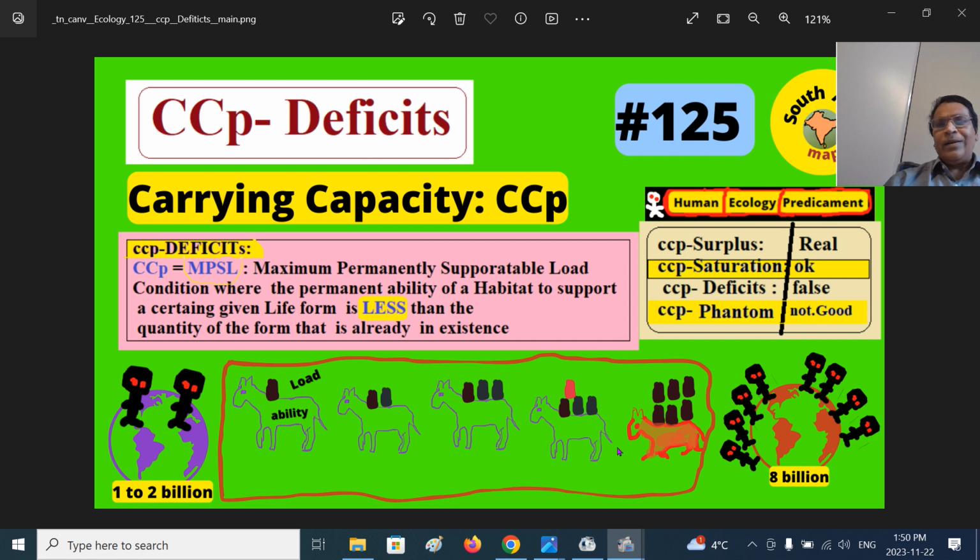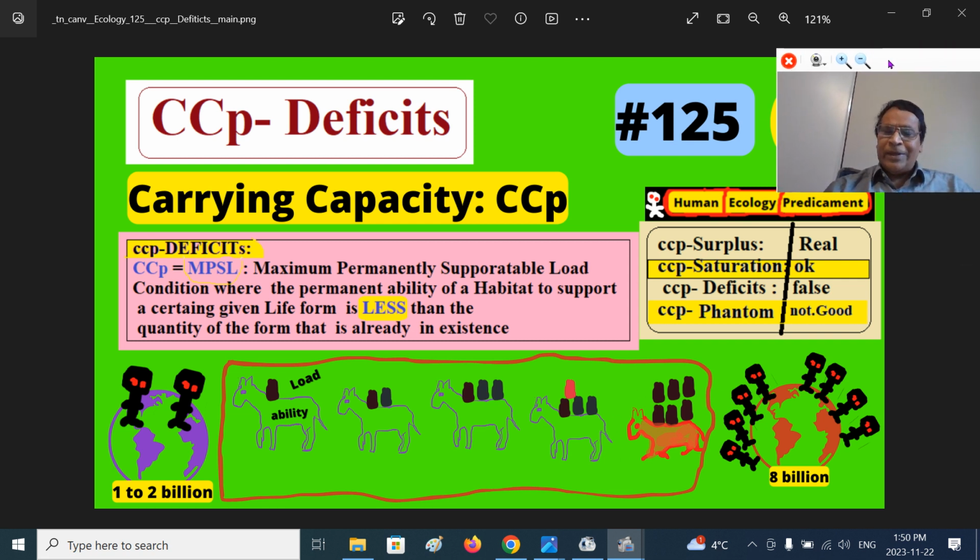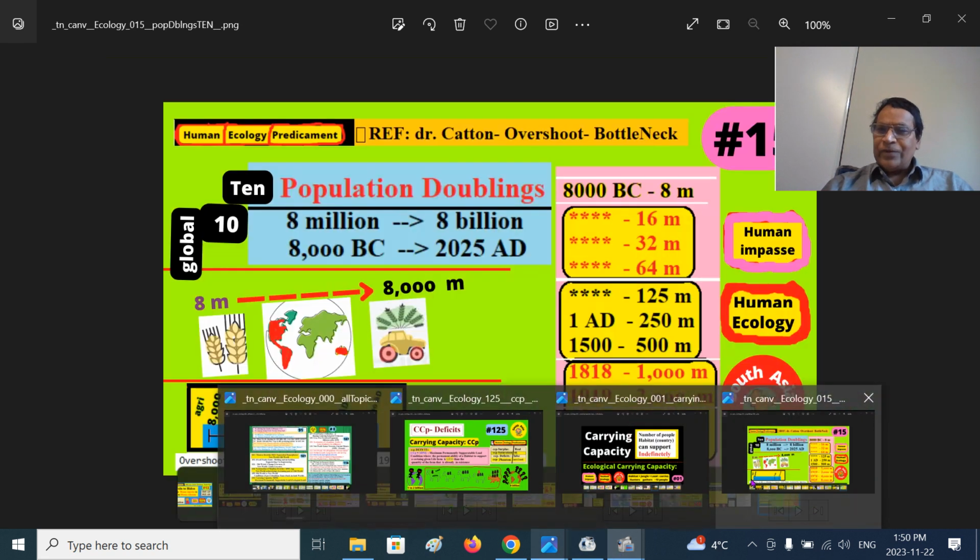And if you're producing food by industrial means, burning fossil fuels, using pesticides, harvesting combines, and urea fertilizers, that is drawing down temporary resources which are not permanent, not renewable. That means you enter into phantom carrying capacity, which is not good. That means society is running an excess of carrying capacity deficits.